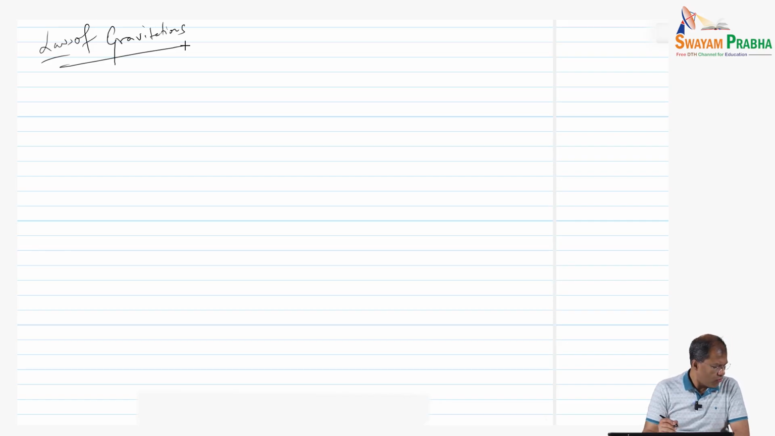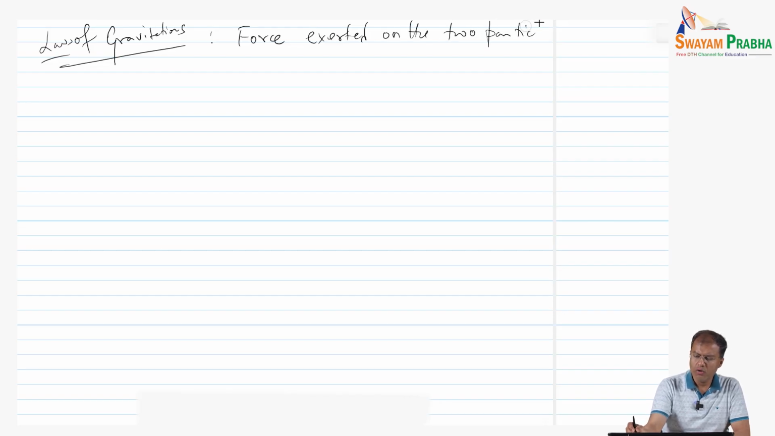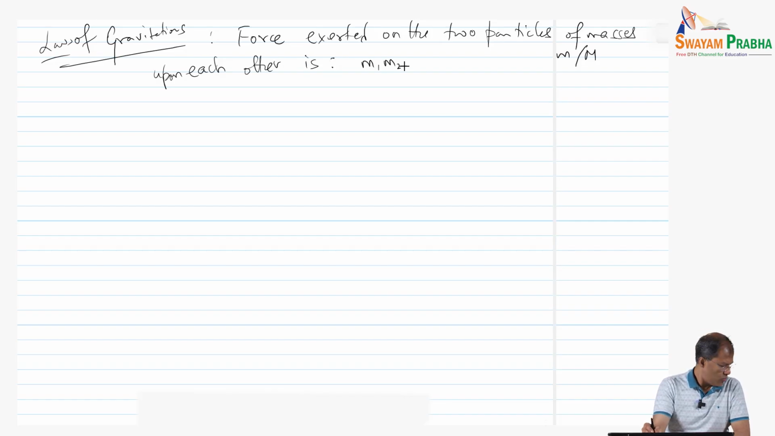So what we see is that the law of gravitation says that the force exerted on the two particles of masses, let's say small m and capital M, upon each other is m1 m2 G by r square, right? Well, I would say not m1 m2, but the two masses are small m and capital M.